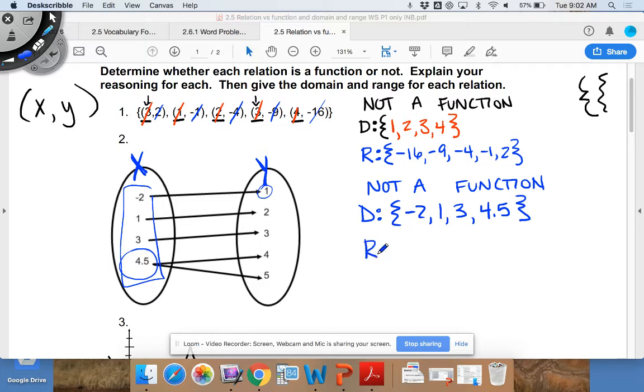Then for the range, we're writing our y's in least to greatest. Are they in least to greatest for us? Yeah, so 1, 2, 3, 4, 5. So that's a little review over functions or not and domain and range if they're listed in ordered pairs like that. But now we're going to get to number 3, and it's a little bit different.